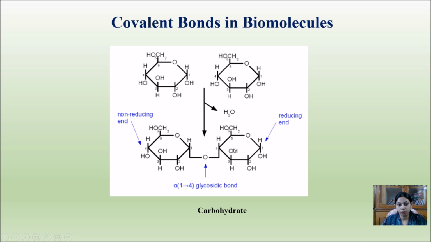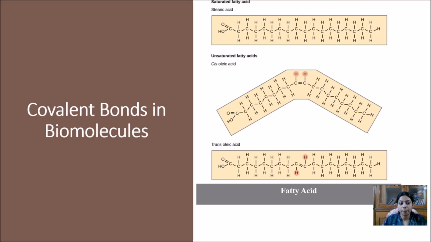And here you can see the bond which has been formed is given a specific name, which is known as glycosidic bond. So here the bonding is covalent, but we specify such types of covalent bond with a specific name. So in the case of carbohydrate, it is known as glycosidic bond.